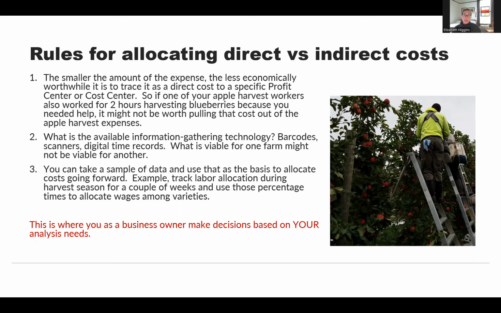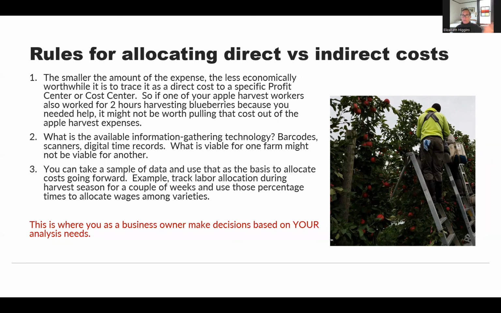Another technique that some people do is to take a sample of data and then use that as the basis for allocation costs going forward. This is very common. So, if you want to allocate your labor among several different enterprises, you might really just go out there and track labor allocation during a harvest season for a couple of weeks, and then use those percentage times to allocate wages among varieties going forward.